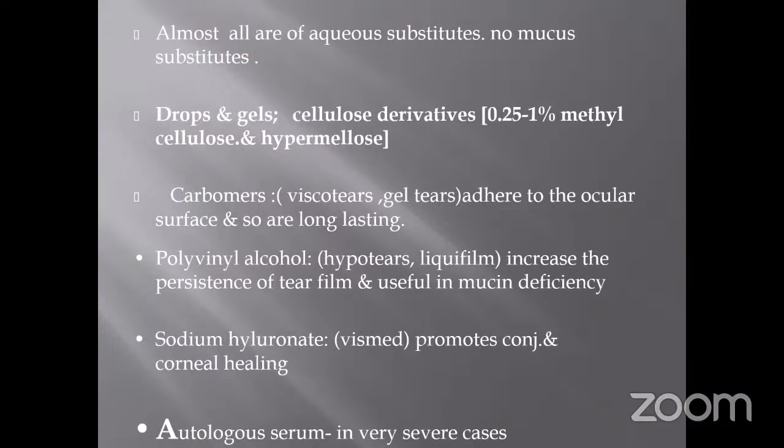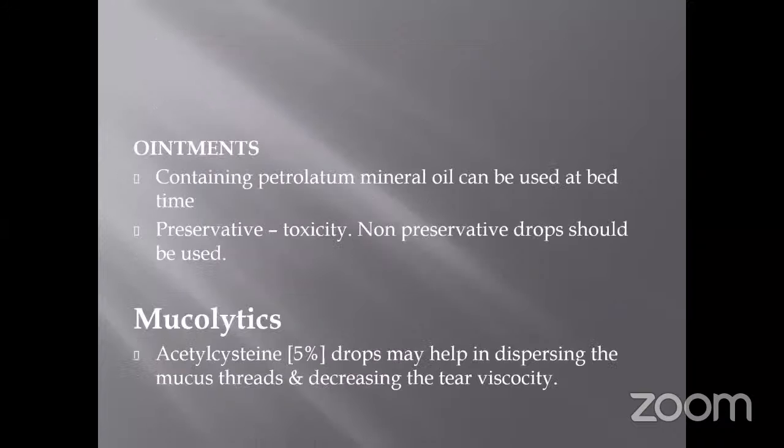And in very severe cases, we give autologous serum, prepared from the patient's own blood. In chemical injury cases, where lubricants are not enough, we go for autologous serum. Then we have ointments. Ointments are long lasting, and patients apply them at night time. They contain petrolatum or mineral oil and can be used at bedtime. The preservative usually causes toxicity, so non-preservative drops are prescribed to the patient.